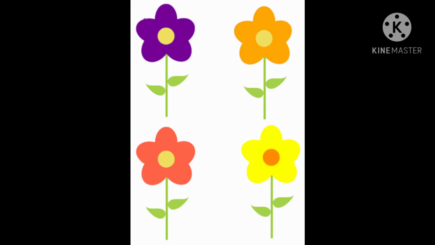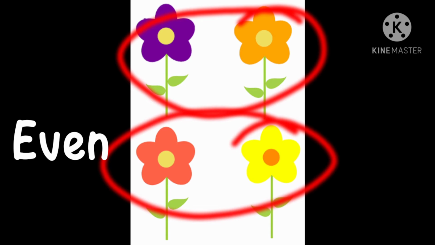Now let's make pairs of these flowers. Children, when we make pairs of these flowers, there are two pairs of flowers. In each group, there are two flowers. So, this is even number. 4 is an even number.